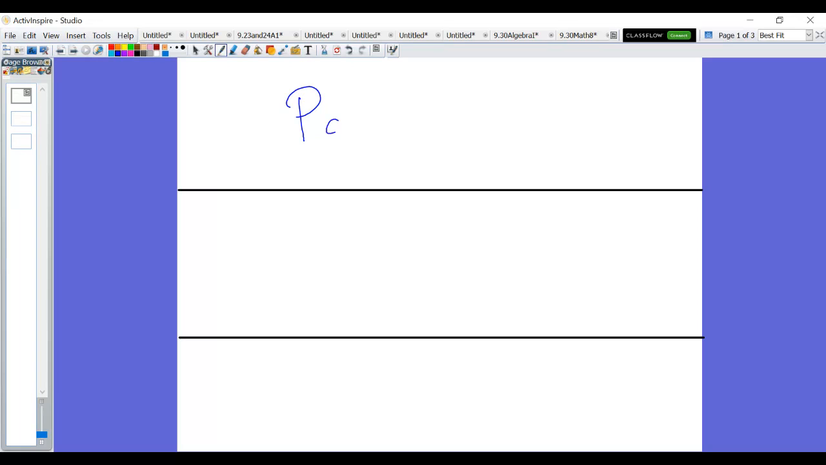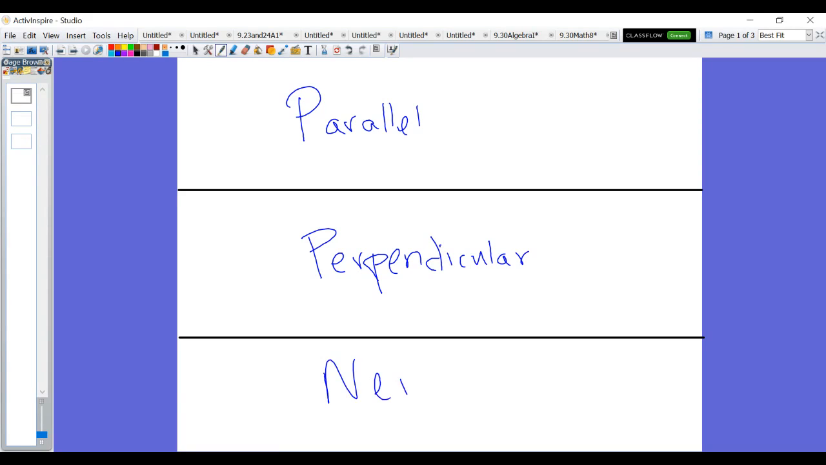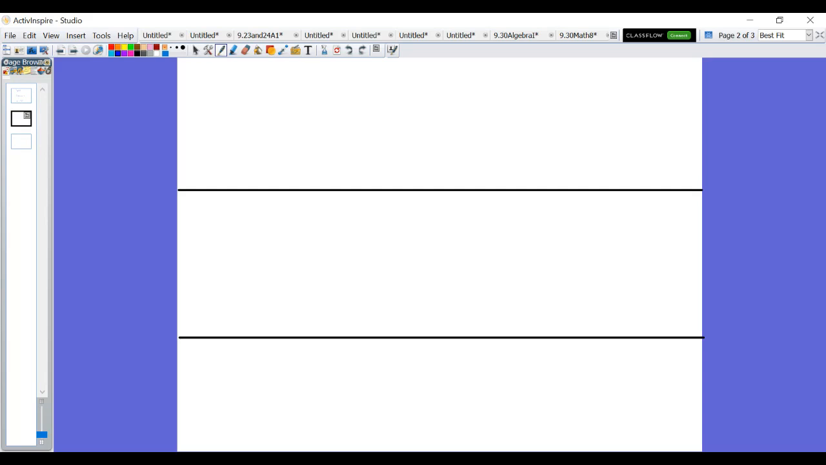What I want you to write in the top one is parallel. The middle one you want to write perpendicular. And the last one you want to write neither. So that's the front. Now turn to the inside, and on the back of each of those flaps, we're going to draw a picture of what these things look like.